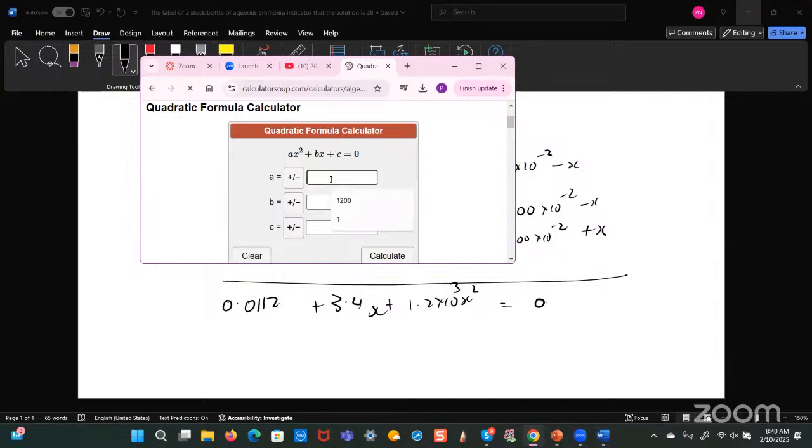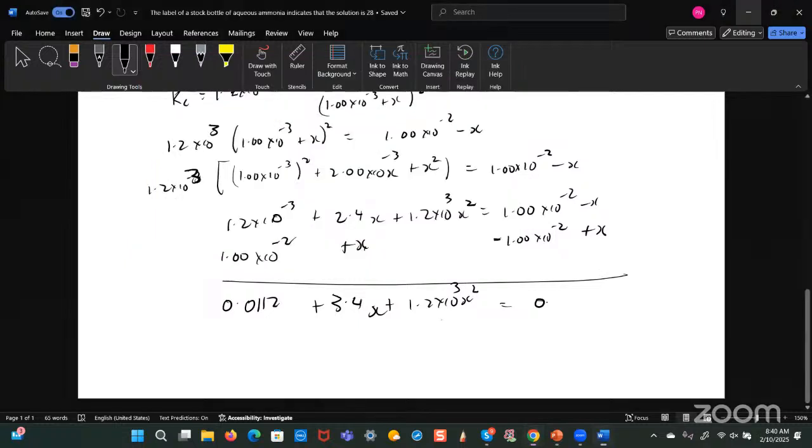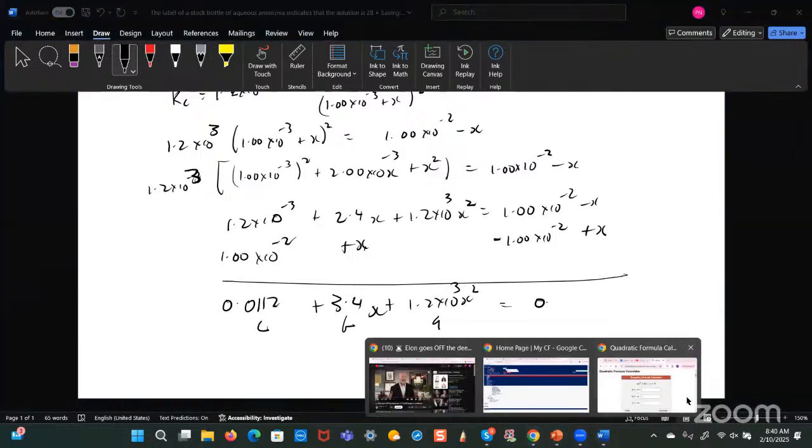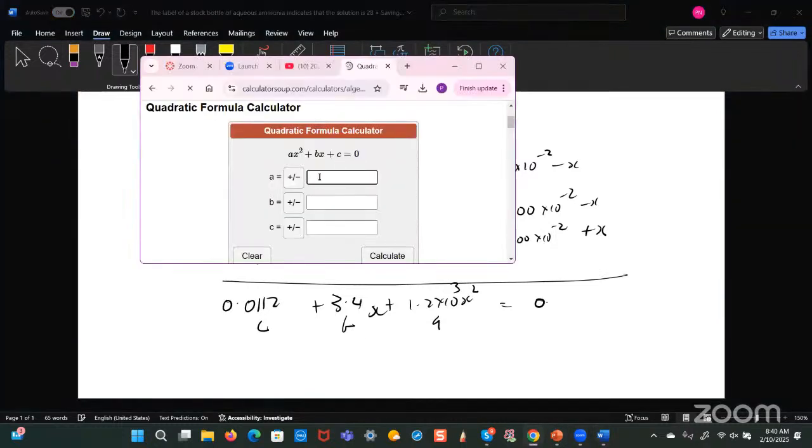For the A value, 12,000. Oh, by the way, let me go back to this here. So let's identify the different values. This will be the A value, this will be the B value, and this will be the C value, all right? Okay, so the A value is 1.2 times 10 to the 3, which is the same thing as 12,000. The B value is going to be 3.4. And the C value is going to be 0.0112. And then I'm going to press calculate. Let's see what the answers are.